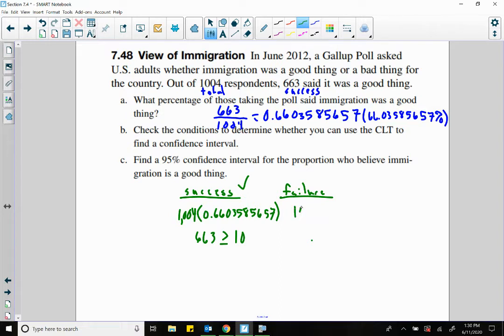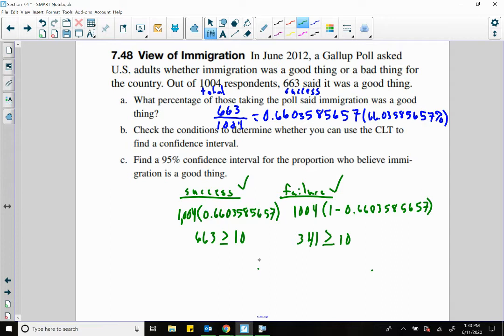And then we'll take 1,004 times 1 minus our p hat, 0.6603585657. So 1,004 times 1 minus our number equals 341, greater than or equal to 10. So we definitely have failures met.